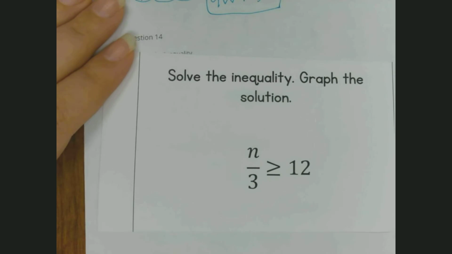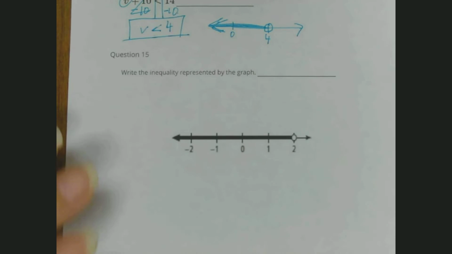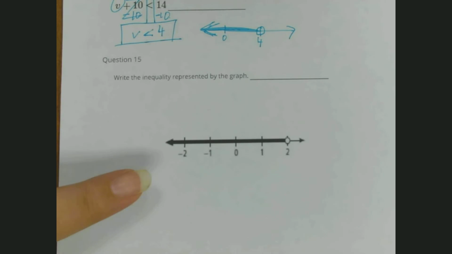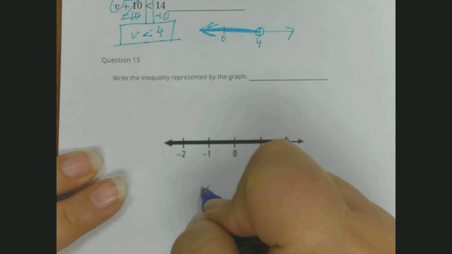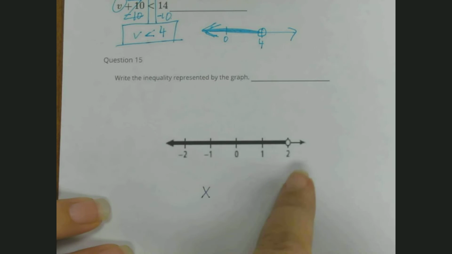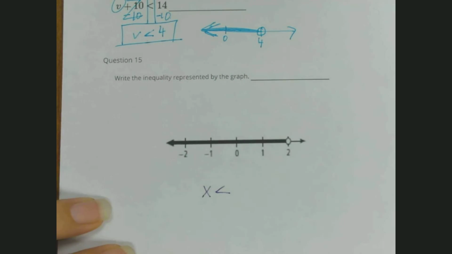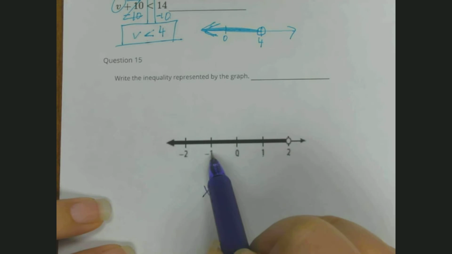Solve this inequality, and then graph the solution. Okay, next problem. Write the inequality represented by the graph. Now, this is like what we just did, but we're working backwards. Okay? So, I'm going to use x, because we always start with the variable and inequality. Variable, symbol, number. And then I want to know, is this going to be a less than or a greater than direction? It's pointing this way, so my arrow is going to point that way as well, and that's the less than symbol. Notice that all of these numbers are getting less than 2.